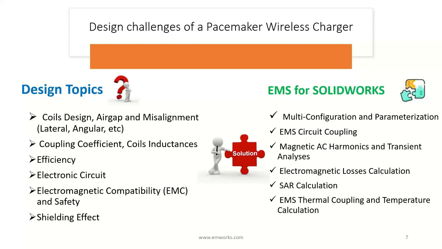AC harmonic and transient magnetic simulations can both be performed using EMS for SOLIDWORKS. Electromagnetic losses and SAR can be computed and generated by EMS. The coupling to thermal can be defined within the same magnetic study, so there is no import or export of data in case we want to see the heat generated by the eddy losses and the shielding parts.